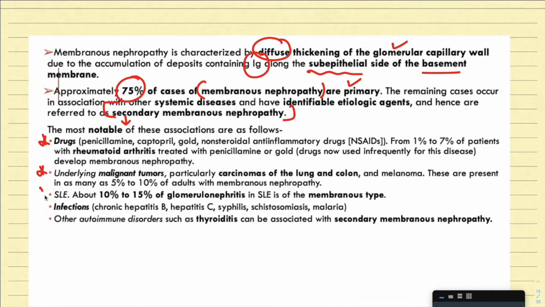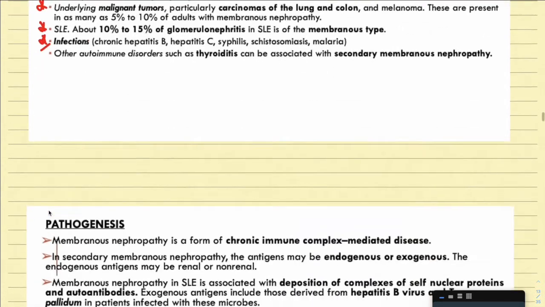Then secondary to SLE: around 10 to 15% of glomerulonephritis in SLE is of the membranous variety, but the majority variety, if I am not mistaken, is the subendothelial variety. Or it might be secondary to certain kinds of infections, especially chronic hepatitis B and C infections, or other autoimmune disorders such as autoimmune thyroiditis. So these are the causes of secondary membranous nephropathy.